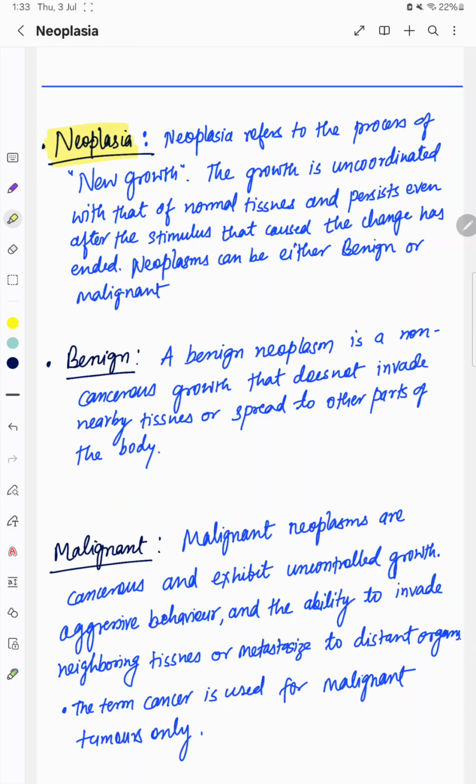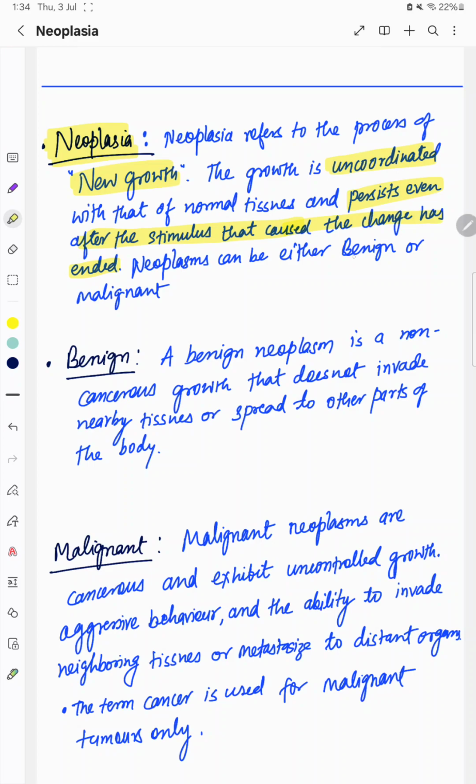Neoplasia. What is Neoplasia? The word stands for new growth, and by definition the growth is uncoordinated, uncontrolled with that of normal tissue and persists even after the stimulus that caused that change has ended, meaning an uncontrolled, uncoordinated growth that persists even after the cessation or termination of the growth stimulus is known as neoplasia.